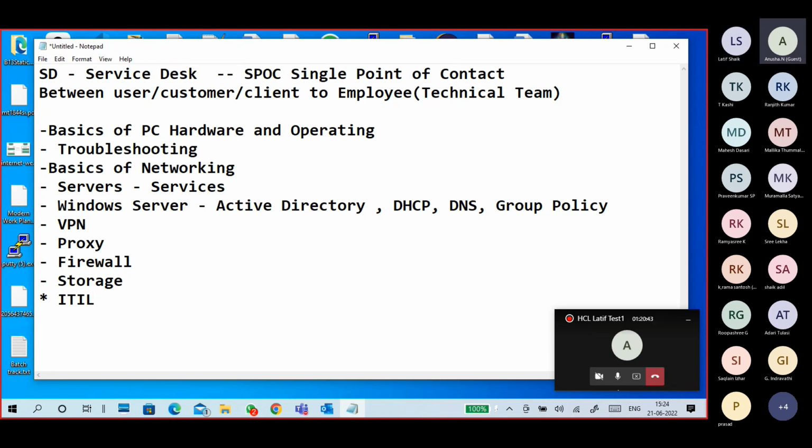ITIL. IT Infrastructure Library. So what is ITIL? What are the 5 life cycles in ITIL? And as I told before, what is the service desk? What is an event? What is an alert? What is an incident? What is a problem? What is a service request? What is a change? These are all very important.